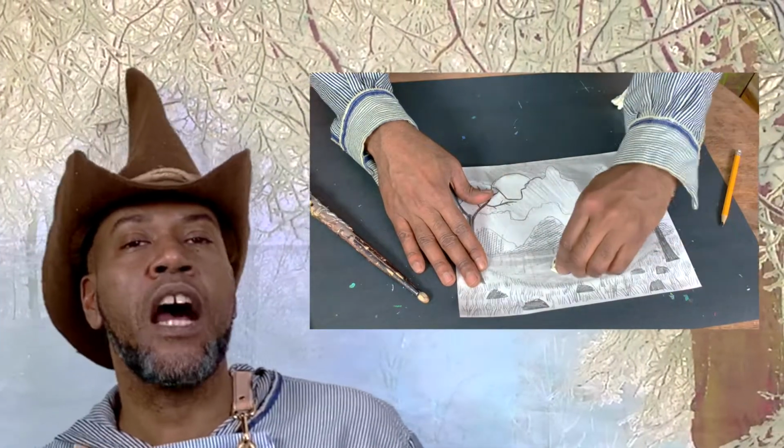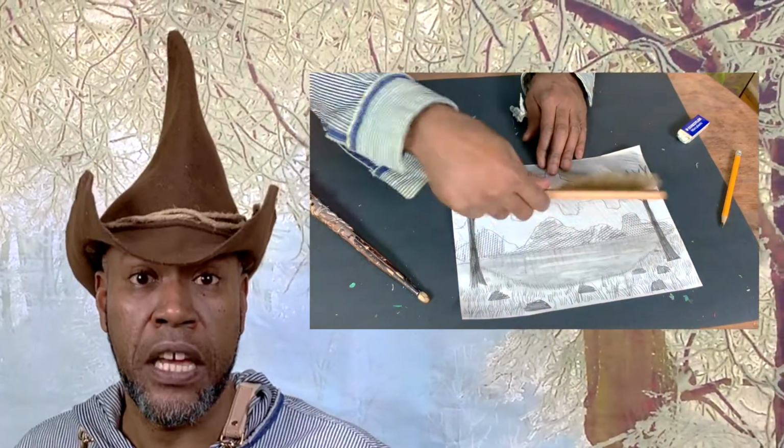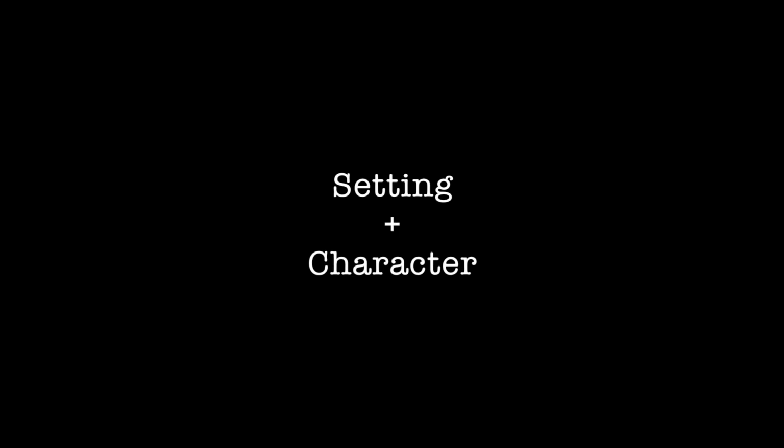We just completed our landscape art. The reason we created the landscape art was to make a setting for our story. What do you think we're going to need next? If you guessed a character, you're right, because a story would have a setting and a character. So it's time to start thinking about the characters that we want to add to our setting.